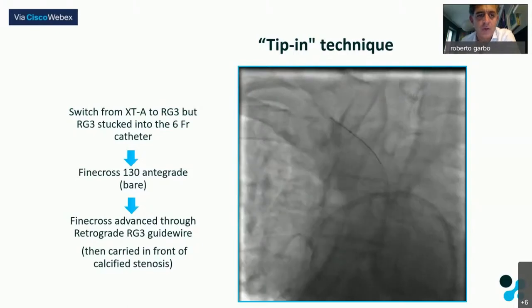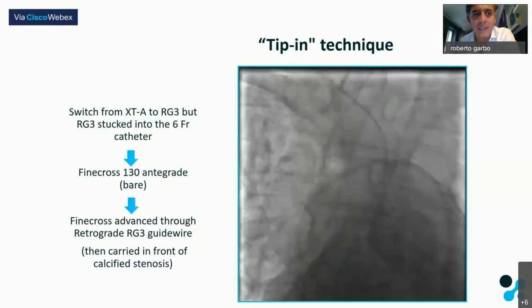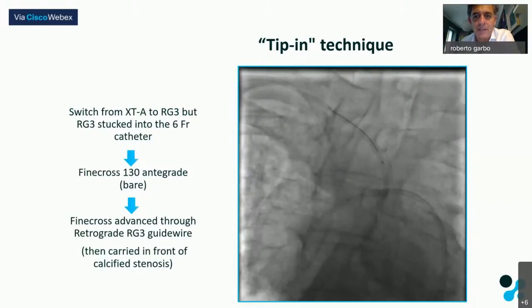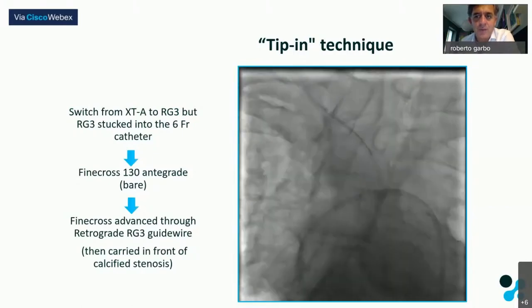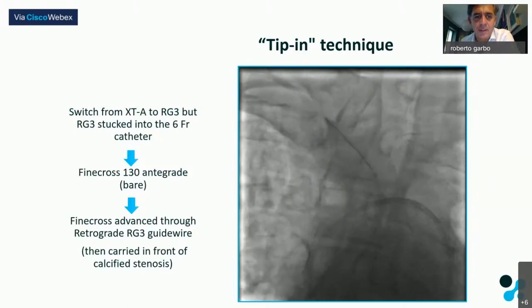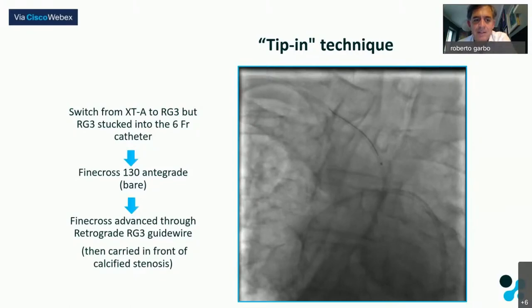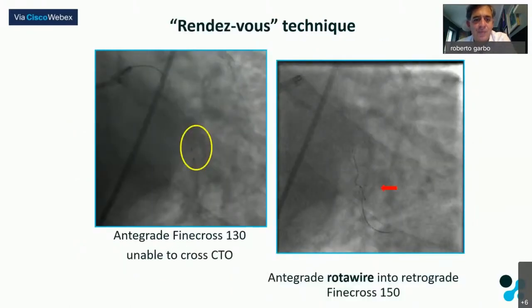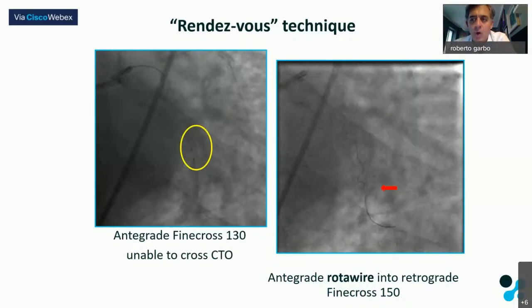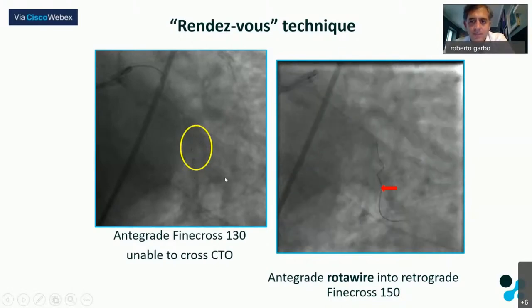So you can see we have a FineCross antegrade, and we enter the retrograde wire, the RG3, with the FineCross here. And we advance the FineCross antegrade. But the problem is that it's so calcified that the FineCross was not able to go over the calcification, the CTO body. So we have two FineCross, one in front of the other. This is antegrade, this is retrograde in the yellow. 5 millimeters of calcium. Yeah.